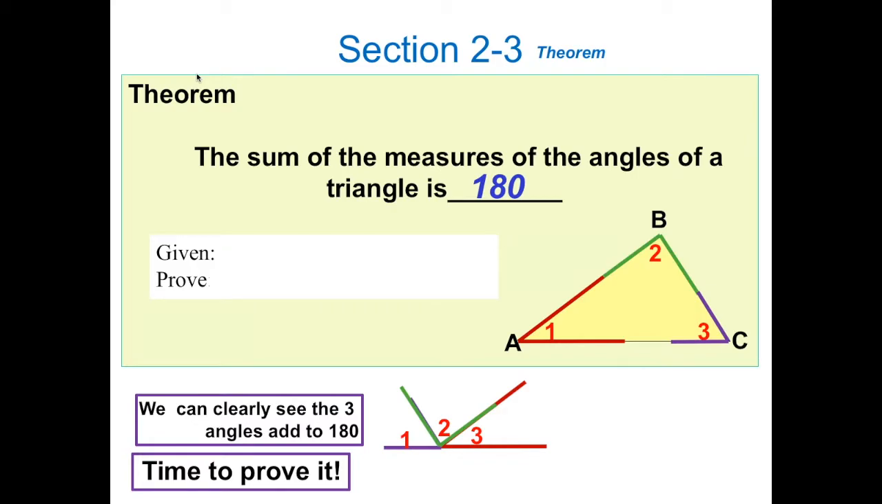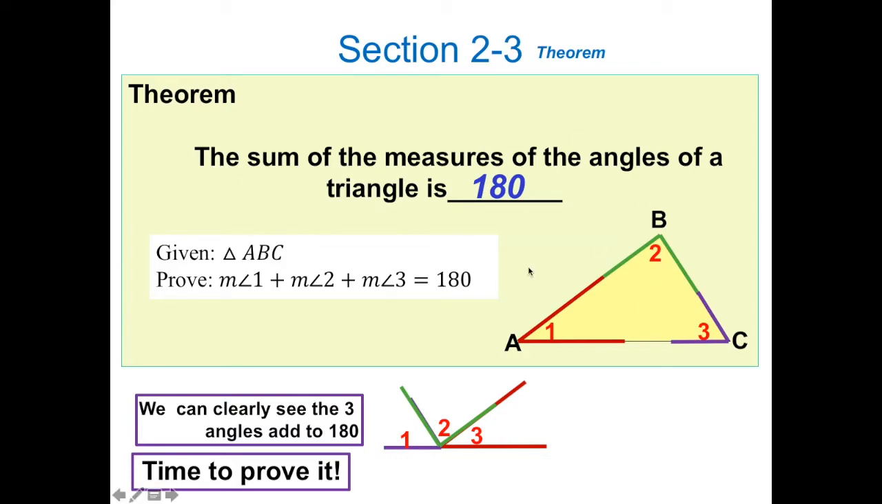So given, the sum of the measures of the angles of a triangle is 180. Every triangle has 3 angles, so in this one you're actually just given the triangle. Given a triangle, if you have a triangle, then what can you say? Well, in triangle ABC, you're given the angles. What are the angles you're given? You're given angle A, angle B, and angle C. So what are you going to try to prove about angle A, angle B, and angle C? That their measurements add to 180. So this is the proof we're going to do right now, and this will prove our fact.